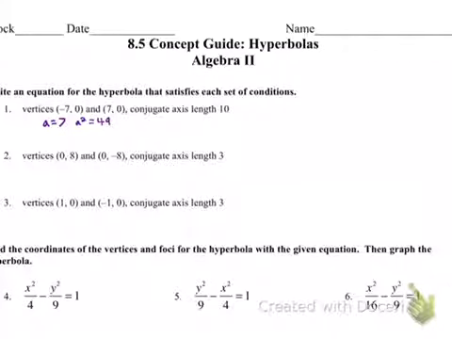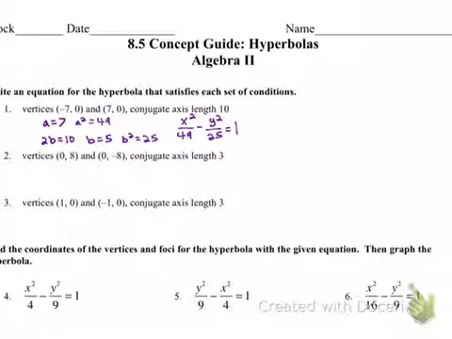Then the entire length of my conjugate axis is 10. So that means 2b is 10, so b is 5, and b squared is 25. With that given, I can now write my equation for the hyperbola: x squared over 49 minus y squared over 25 equals 1. Again, I know x squared comes first and that it's a horizontal hyperbola because my vertices were at (-7, 0) and (7, 0).